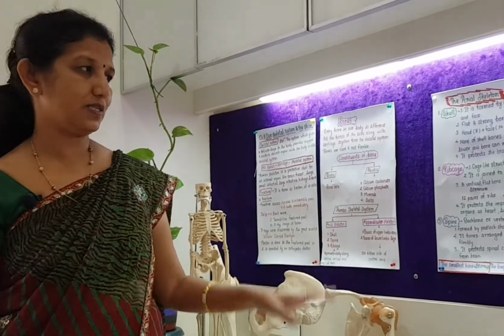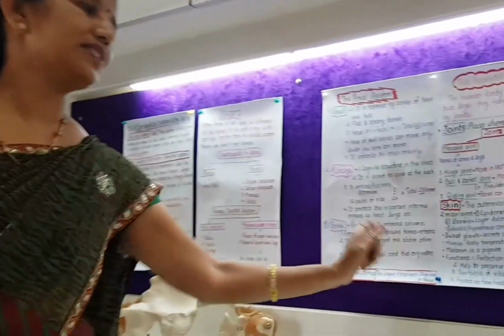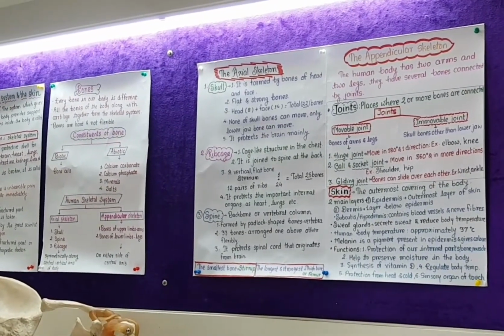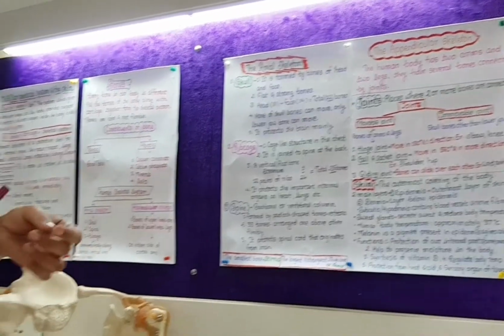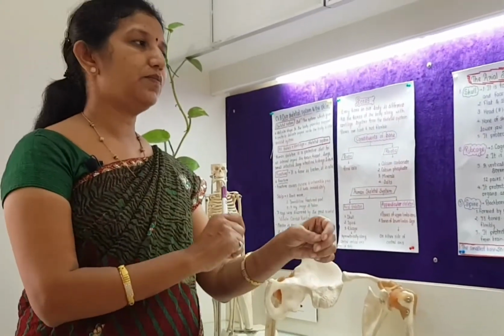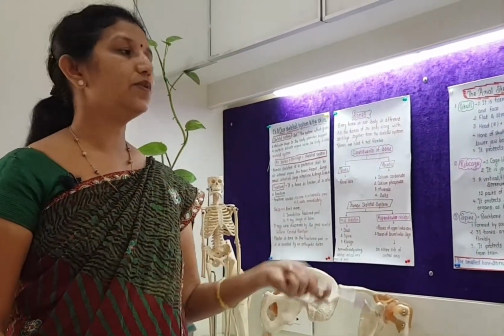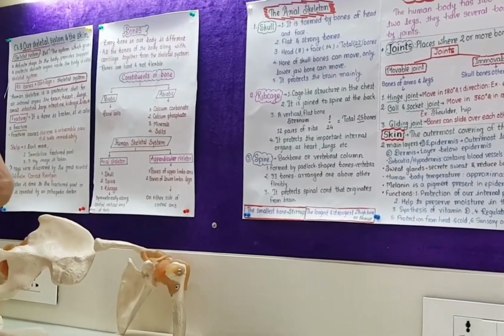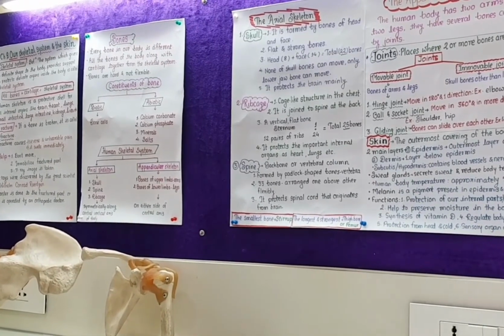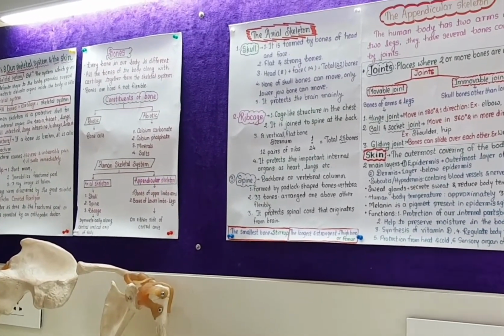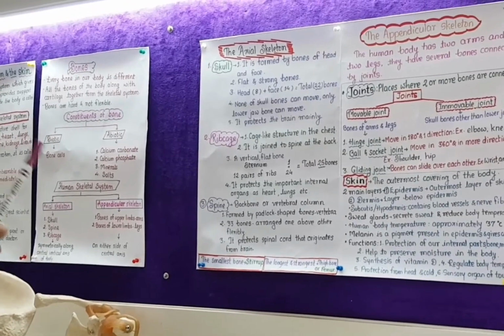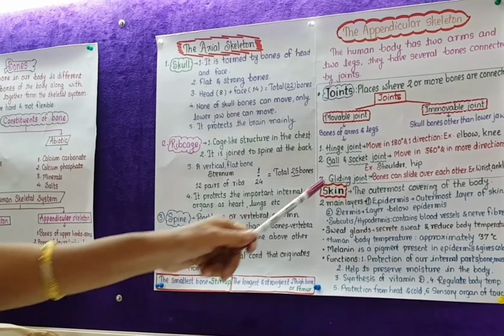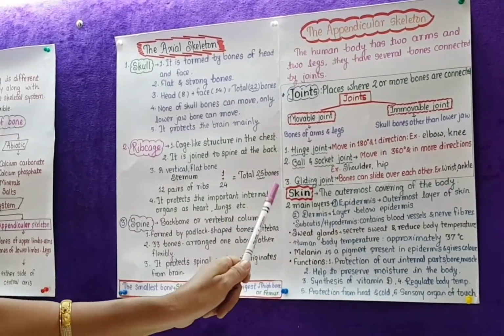Now we will turn to skin. Skin is the outermost covering of the body. See, our skin, it is the outermost covering of the body. It covers the bones, muscles and skeleton, means bones. They are together included in the musculoskeletal system, and skin is the covering layer of all these things. The outermost covering of the body is called skin.